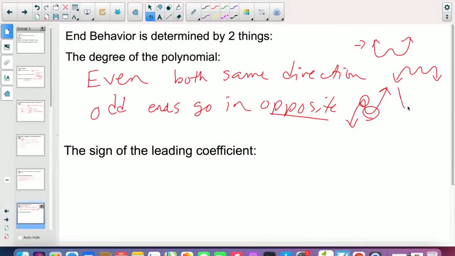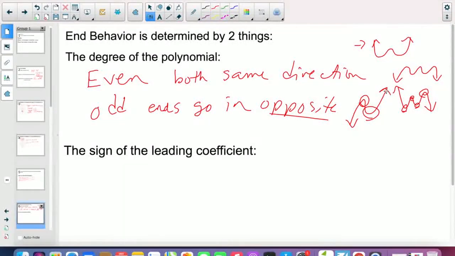Let's look at another one. Thinking about how many curves this one has. It's got 1, 2, 3, 4 curves. So the degree is 5. In an odd degree function, they will go in opposite directions. So for this one, as x moves left, y is going down.